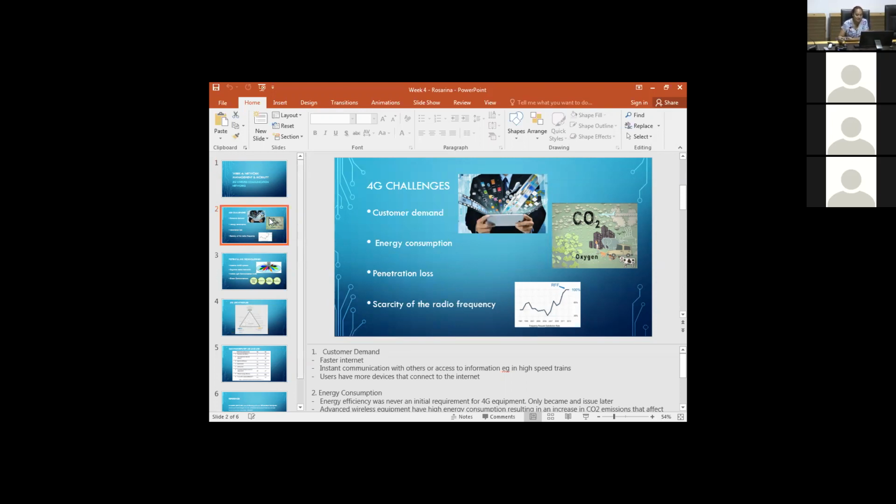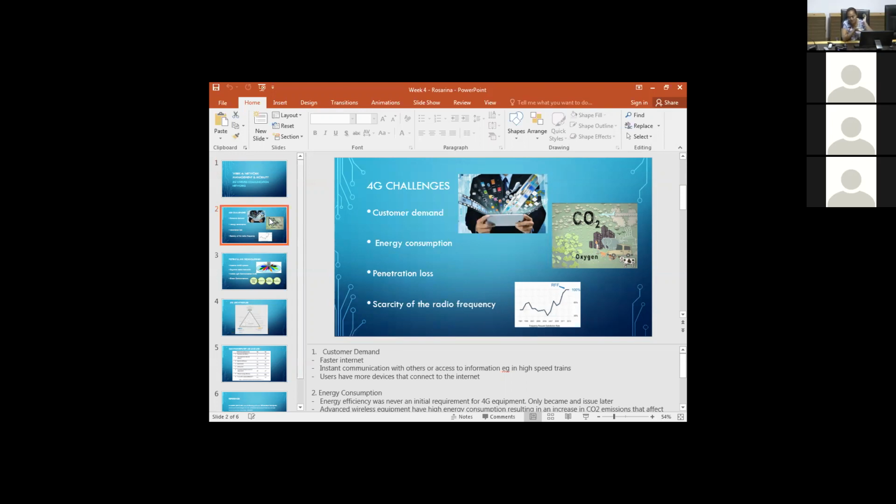which I think now we're all trying to steer into a more environmentally friendly area. The third one that I wanted to talk about was penetration loss. I think Jessica mentioned the penetration loss indoors. As she did mention, when you try to access your mobile data inside, it hits the walls and part of your data is lost. Maybe you might not get the full message through, or it might be delayed. So these were some of the challenges that we still face with 4G. And the other one was the scarcity of the radio frequency.